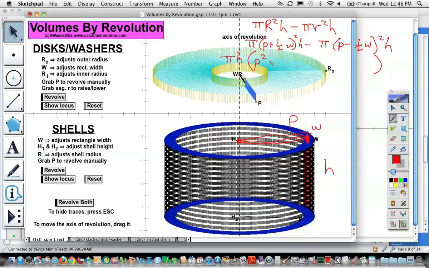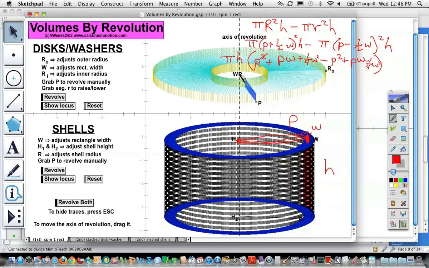P squared, then 1/2 PW plus 1/2 PW. That'd just be PW, plus 1/4 W squared. And then I've got a minus, so I got to be careful here. Now I'm going to FOIL that. P squared. That would be minus PW, but it turned to a plus. And then this would be positive 1/4 W squared, and then I'd have to minus it, right? So minus 1/4 W squared.